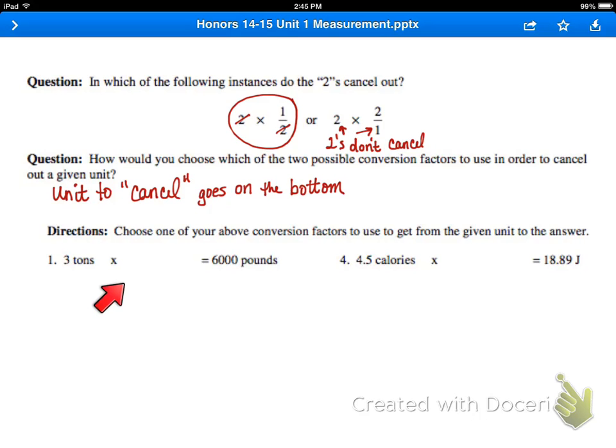So here, we're going to pick one of the conversion factors that are in your packet. So on the same page, I didn't rewrite them all in the podcast, but they're all there on your notes. Which one to use to get the form that will cancel the right units and get us the answer?